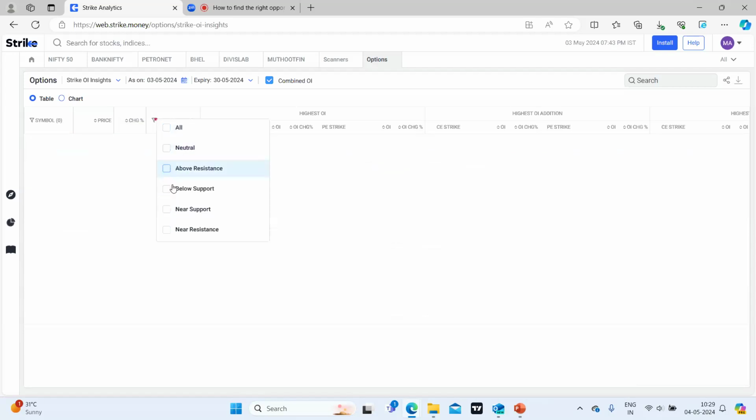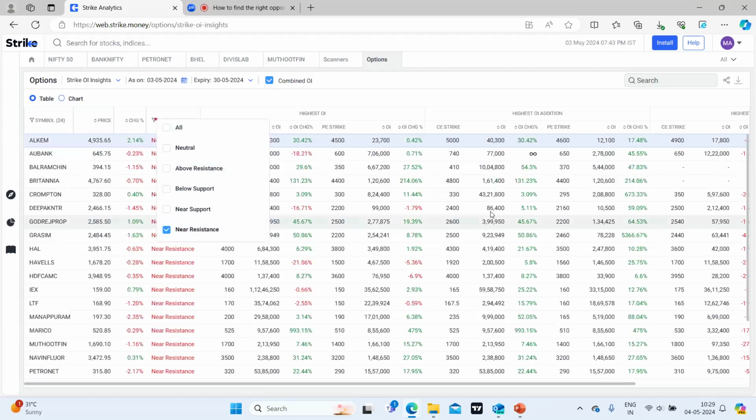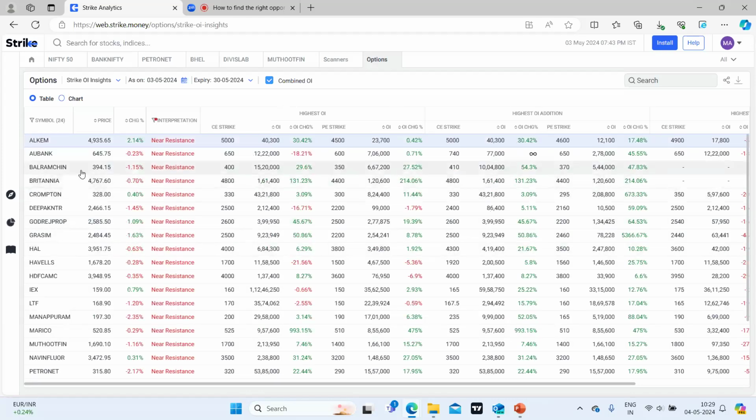Second is, we will come to this later, near resistance. So basically when the price is within 1.5% of your call option which has the highest open interest, right?